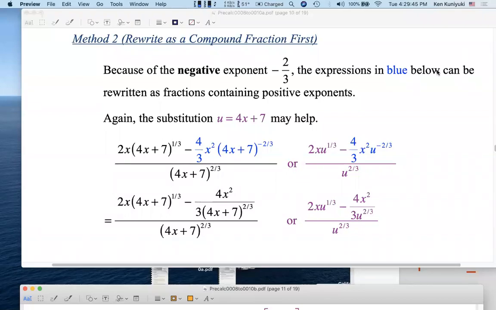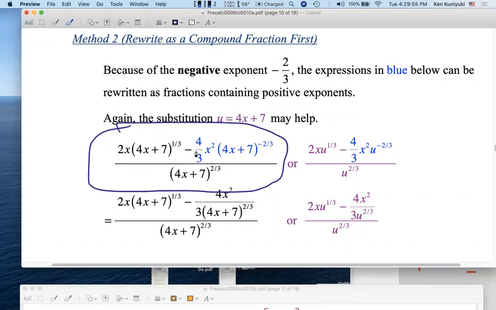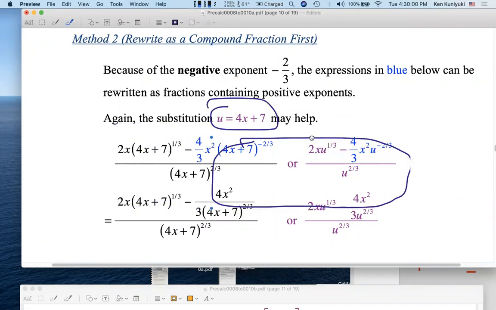Hi everyone, let's look at a second way of attacking the monster from before. Actually, this here is a cleaned up version of the monster. We have the -4/3 over here, remember? And then we can apply the substitution, u equals 4x plus 7, so then we get up to here.